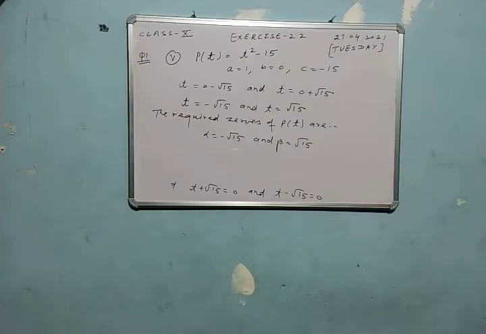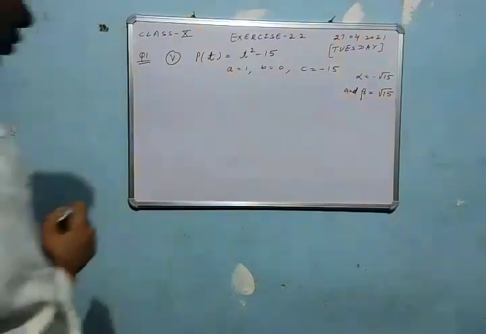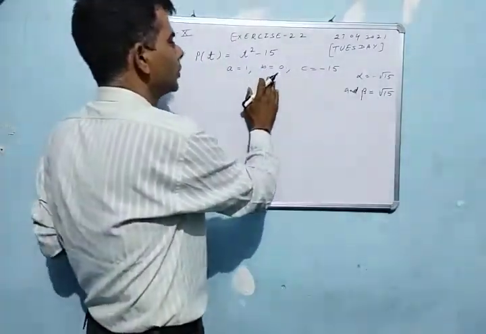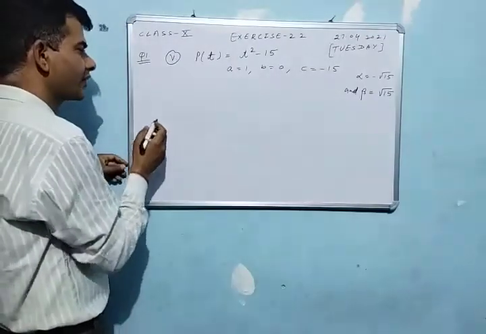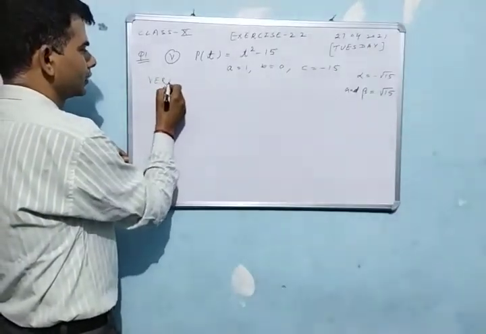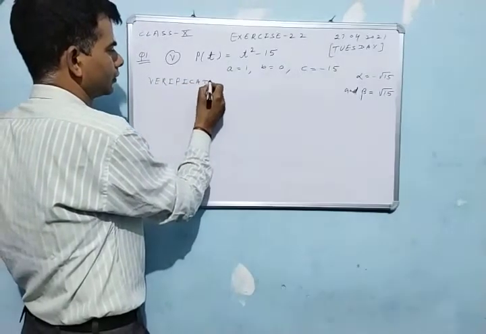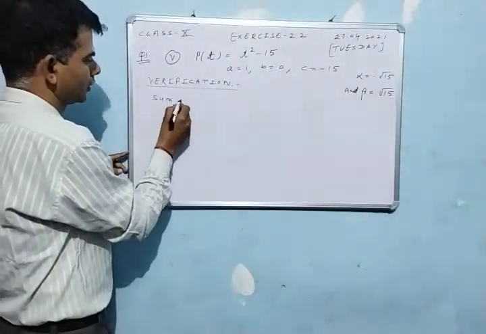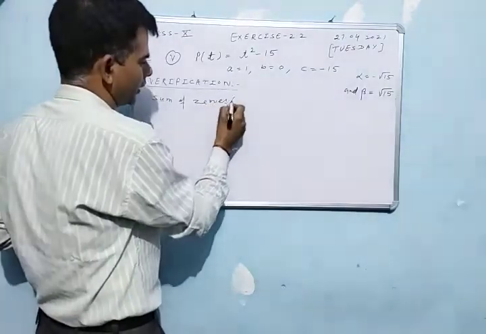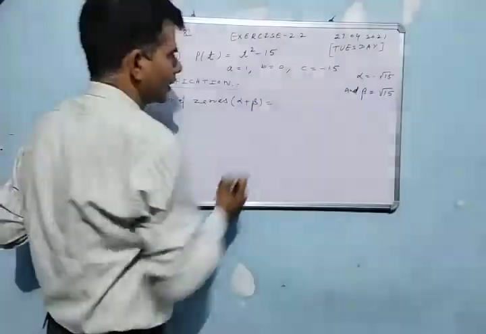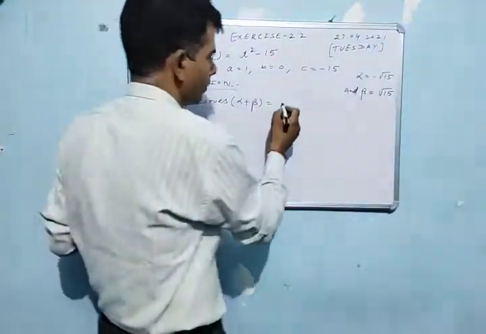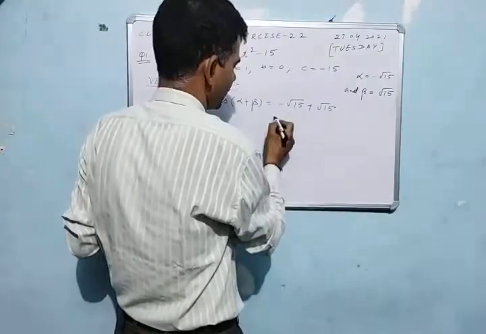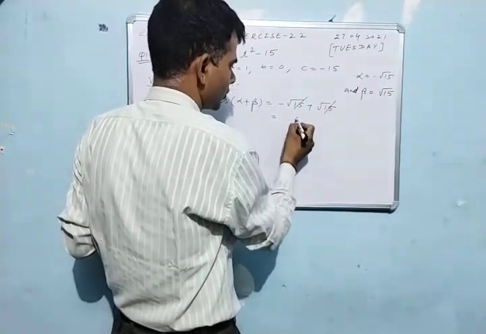Now, students, two zeros. Alpha is equal to minus root 15, beta is equal to root 15, a is equal to 1, b is equal to 0, c is equal to minus 15. Now student, we will verify it. Verification. Students, first the sum of zeros. It means alpha plus beta. What is the value of alpha? Student, alpha is minus root 15. What is beta? Beta is root 15. Student, minus root 15 plus root 15, that is 0.